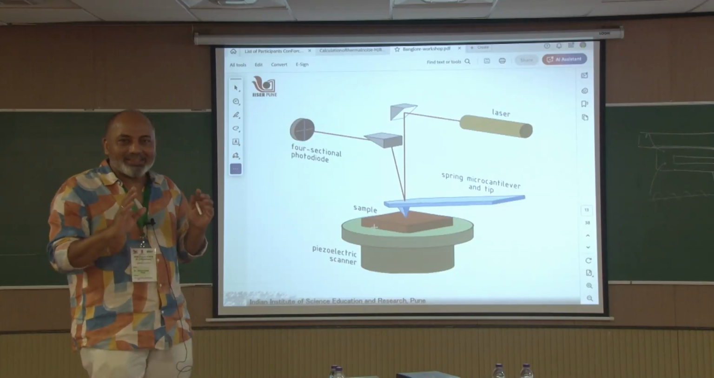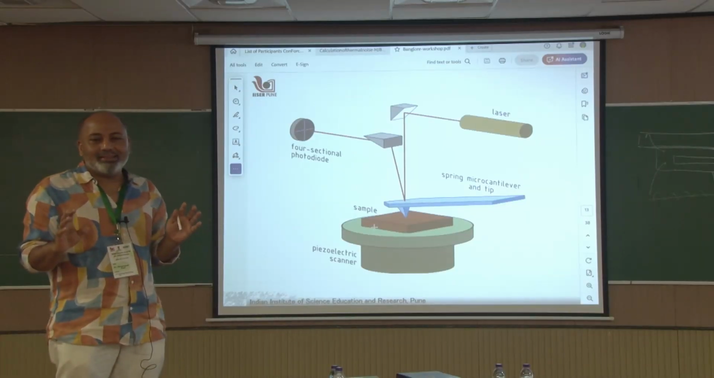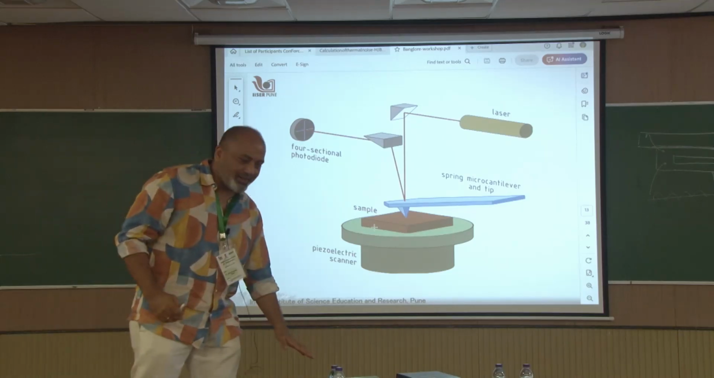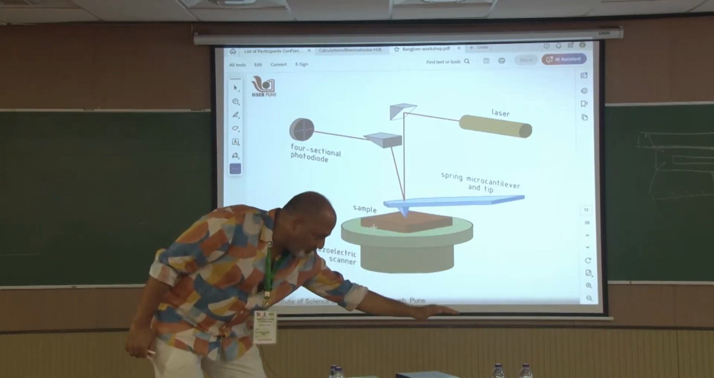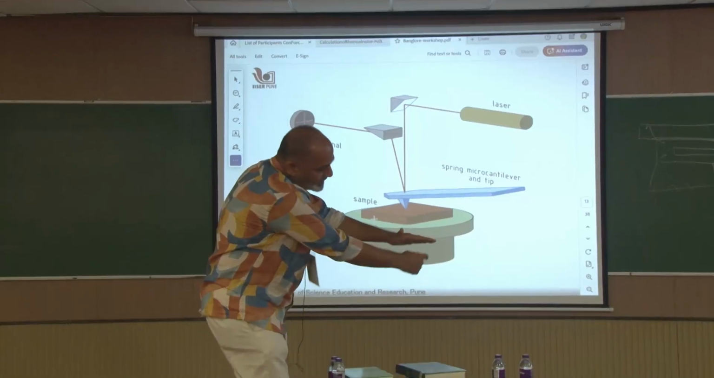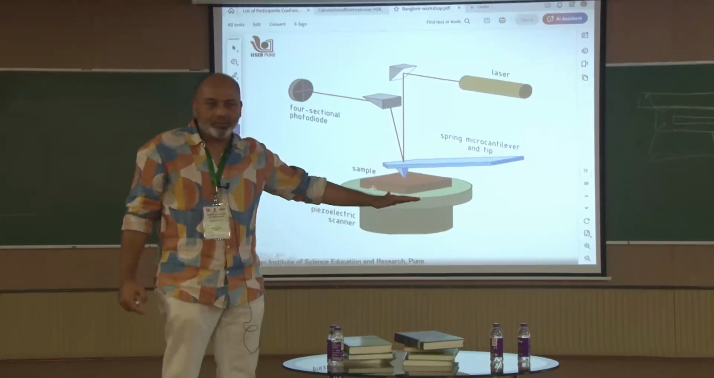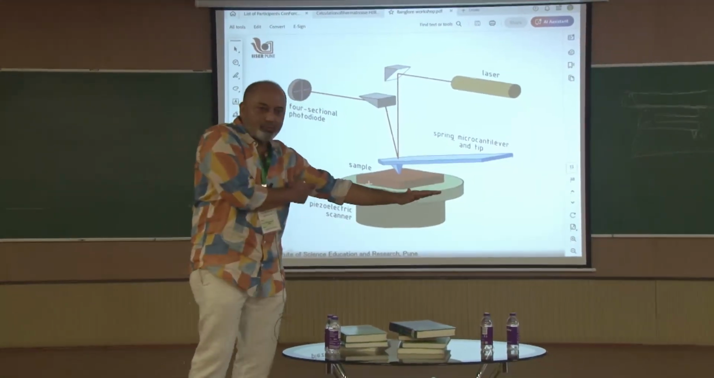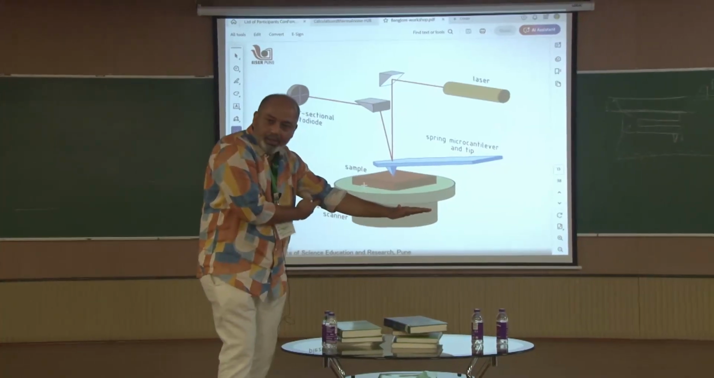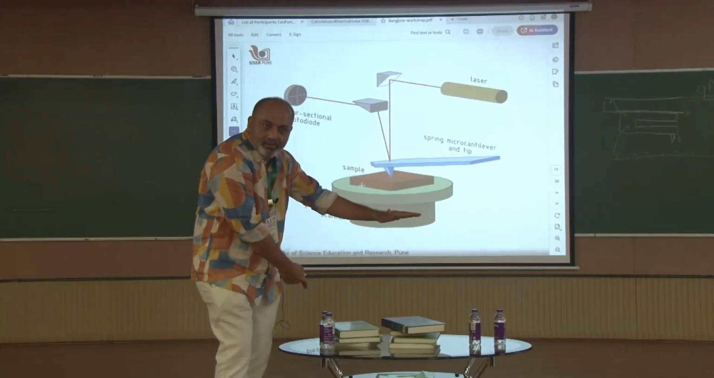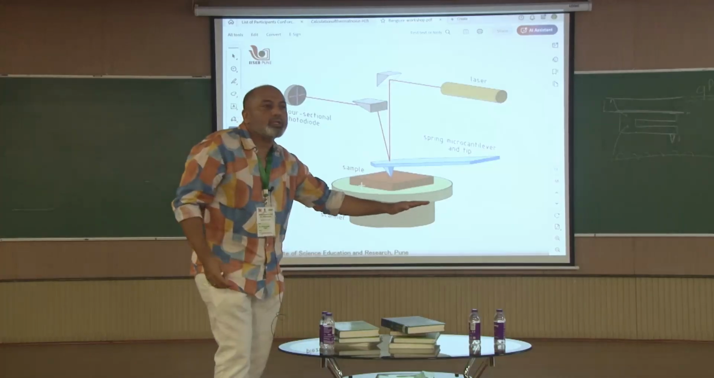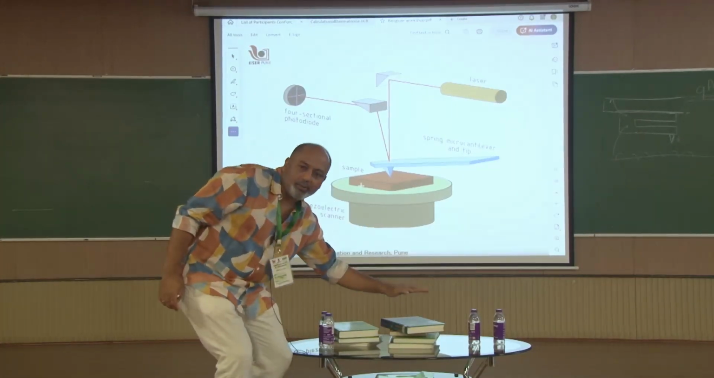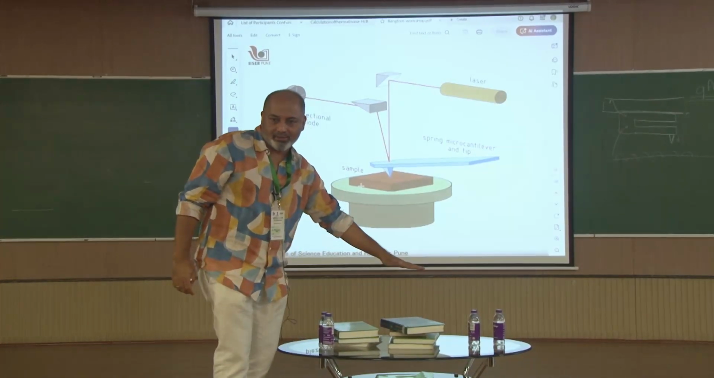The reason is quite simple, and it is this. Suppose this is my substrate, and I bring my flat cantilever down, and my tip is only 10 microns jutting out. That means I have to make sure that it is coming down parallel and only the tip will interact, and that is very hard.